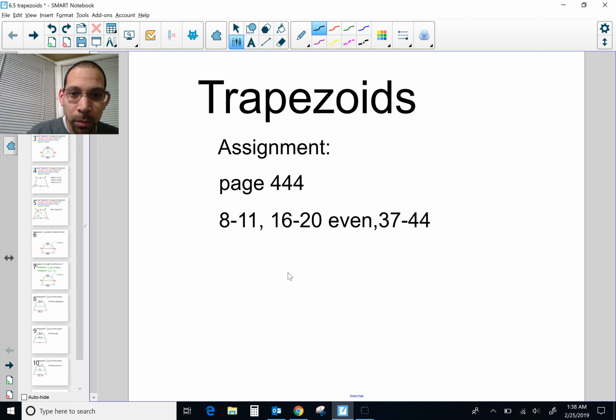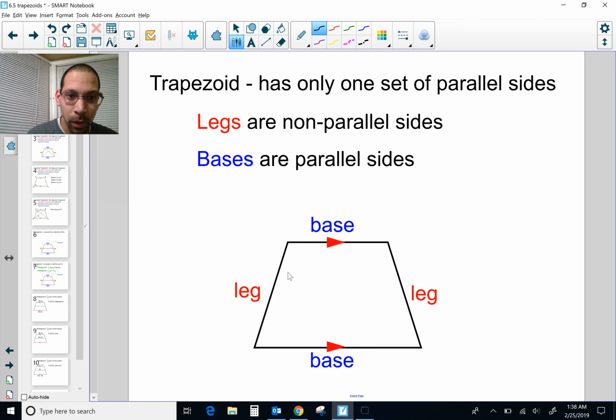So, your assignment's going to be page 444, questions 8 to 11, 16 to 20 even, and 37 to 44.